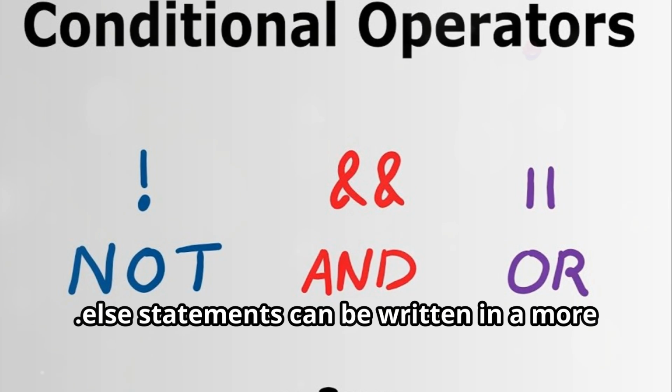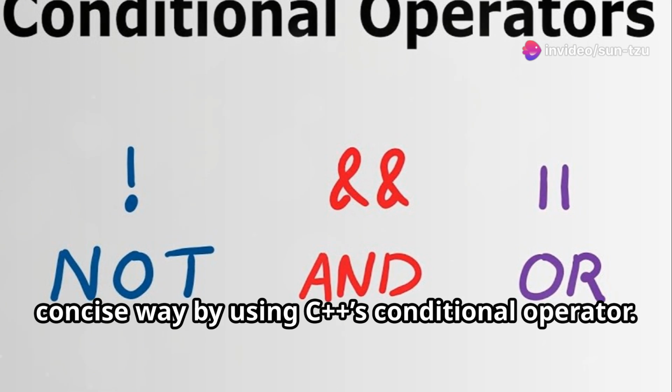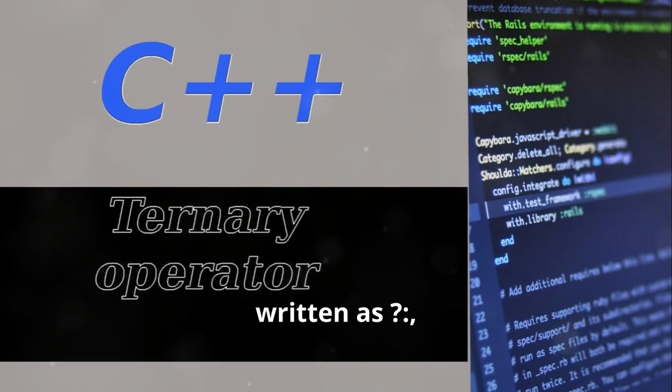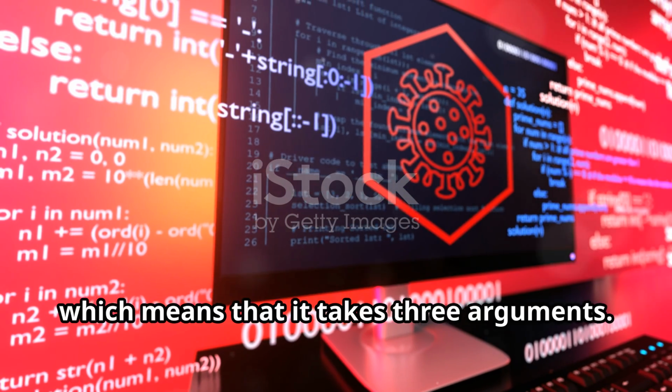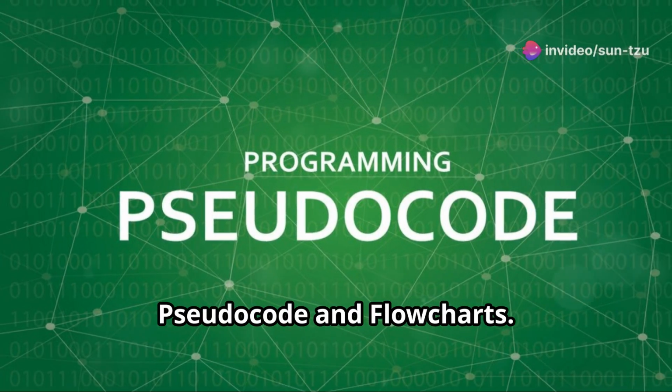Certain if, else statements can be written in a more concise way by using C++'s conditional operator. Here's a snippet. The conditional operator, written as ?:, is a ternary operator, which means that it takes 3 arguments. Next up, the switch statement, pseudocode and flowcharts.